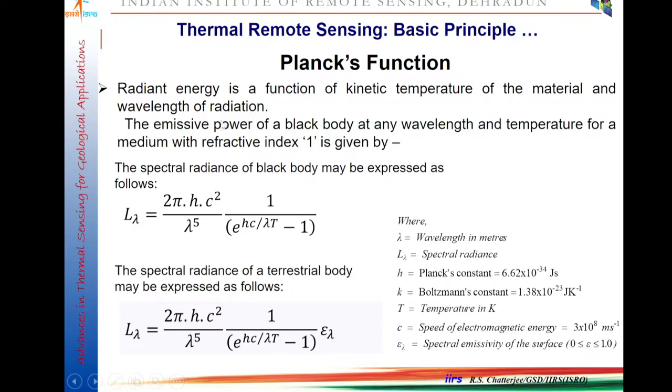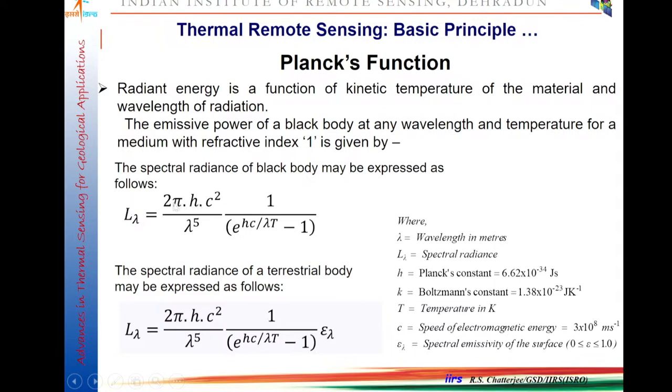So now this basic principle of thermal remote sensing is basically governed by Planck's function and Planck's law. And what is Planck's law? It is the relationship between radiant energy and the kinetic temperature of the material and the wavelength in which the radiation takes place. And in this equation, if you see it carefully, L lambda is the spectral radiance in the band in and around lambda.